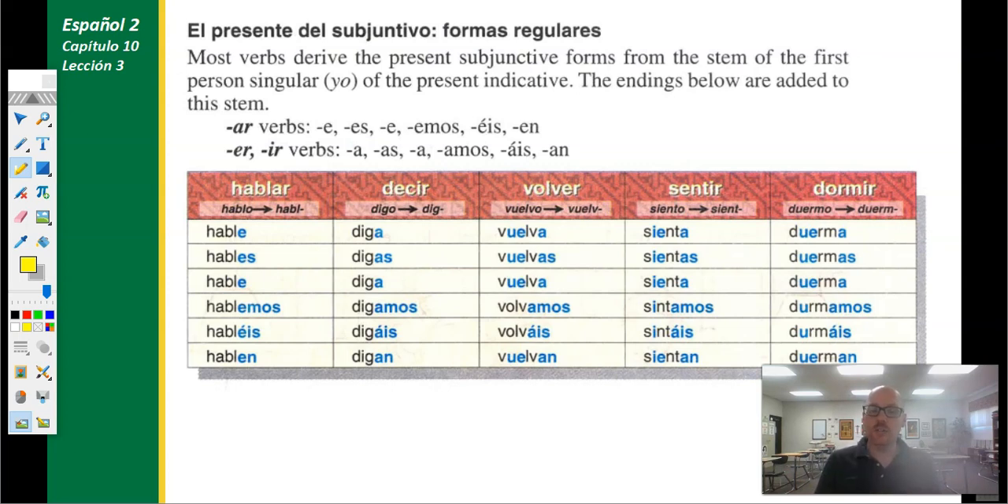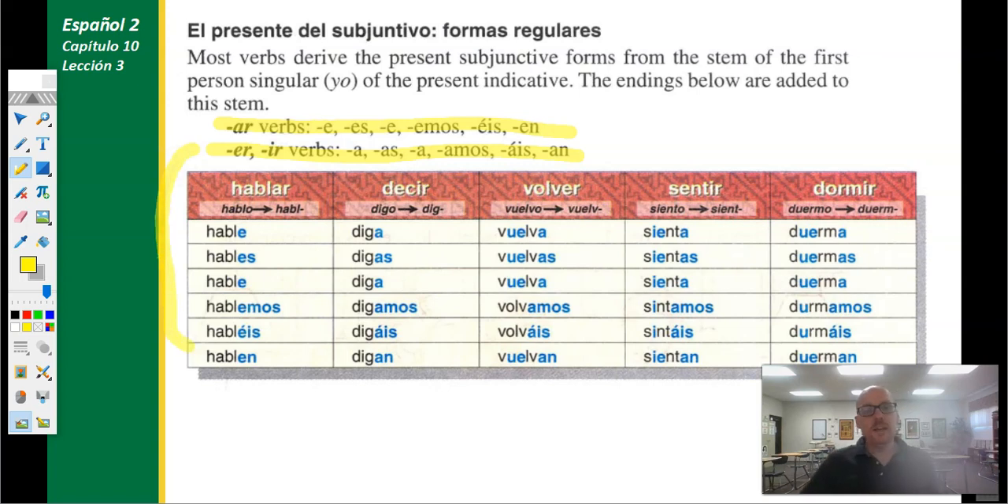So the endings for AR verbs would be e, es, e, emos, en. For ER and IR verbs, it would be a, as, a, amos, an. You see those right here. For AR verbs, e, es, e, emos, en. For ER and IR verbs, a, as, a, amos, and an. Let's see some examples of these.